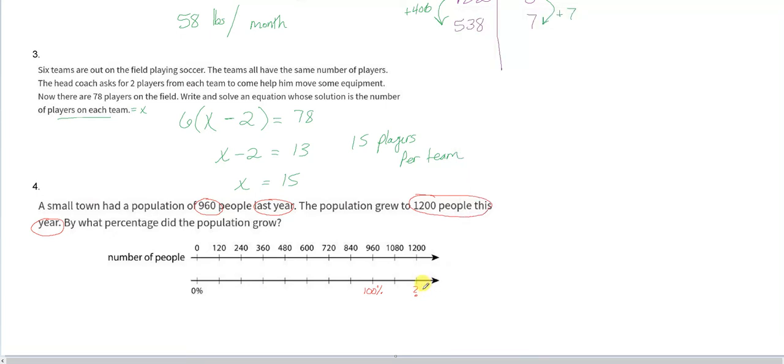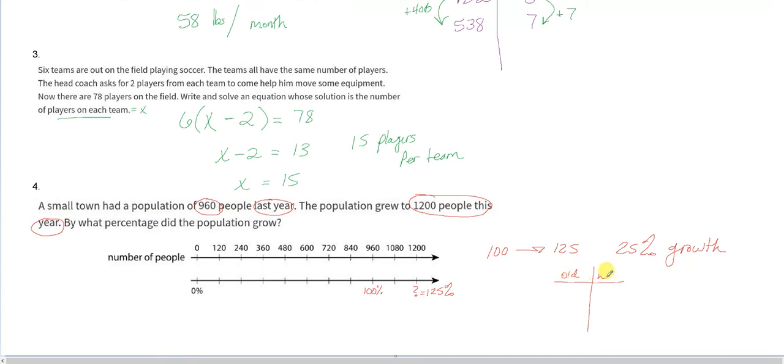So it has gone from 100% of its population up to 125% of what it used to be. Therefore, going from 100 up to 125 is 25% growth.